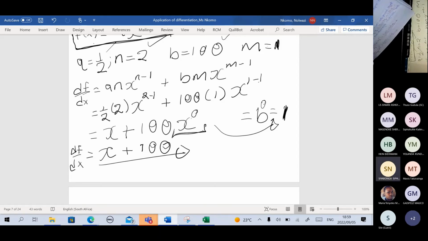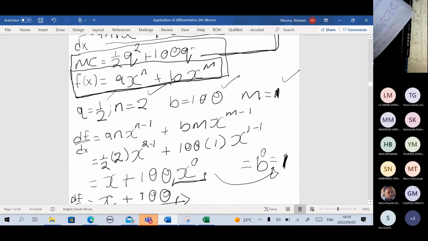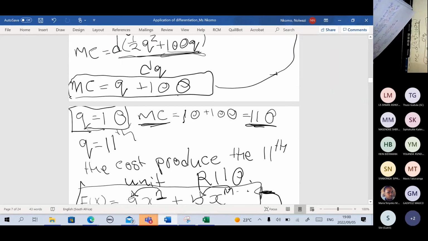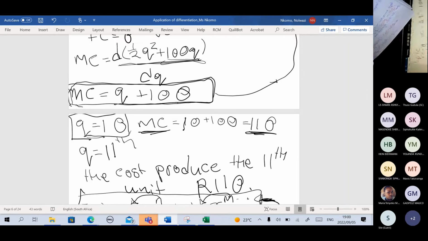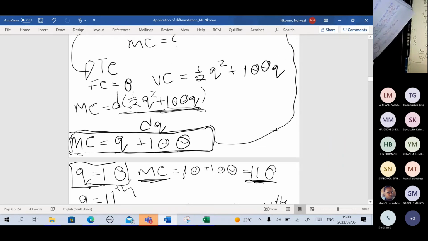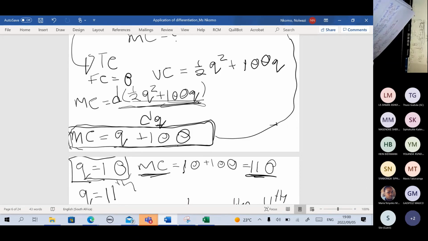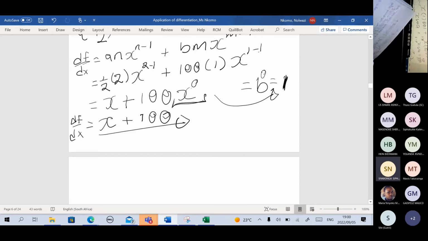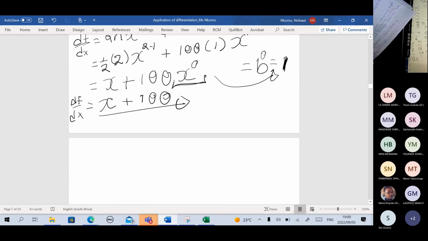That's why we have q plus 100, because q plus 100 is the derivative of this function with respect to q. Okay, I get it. You sure you do understand? I do, I'm sure. Can we move on? Yes.